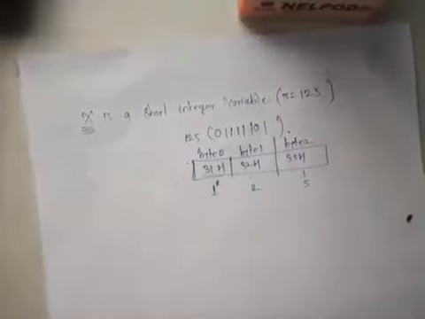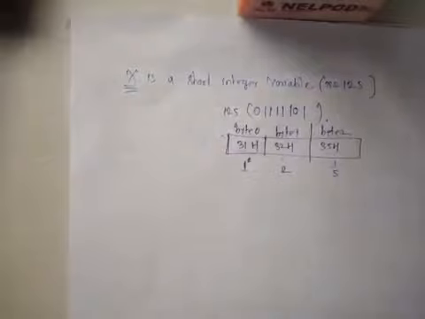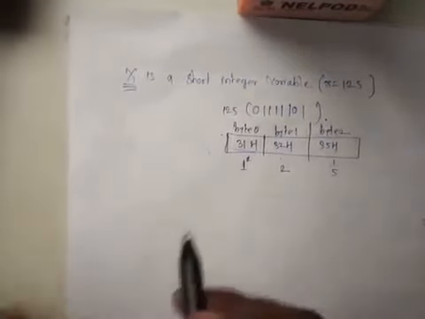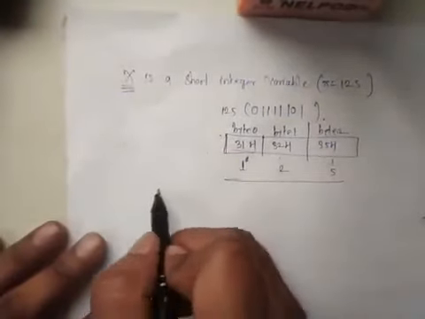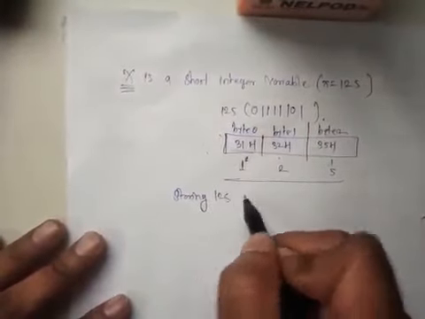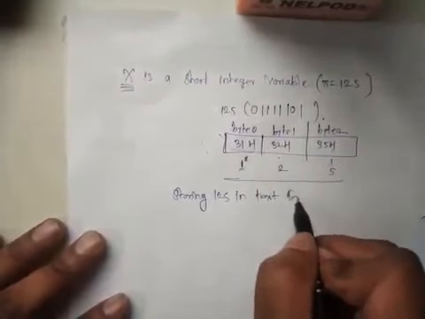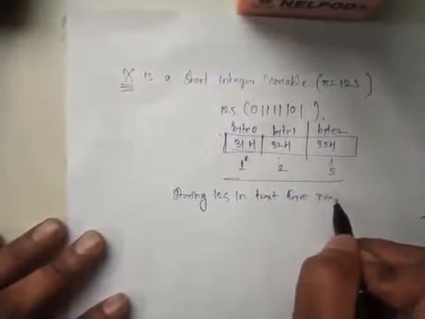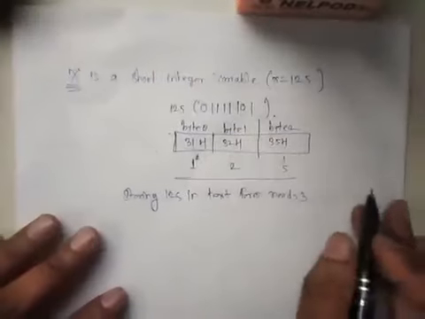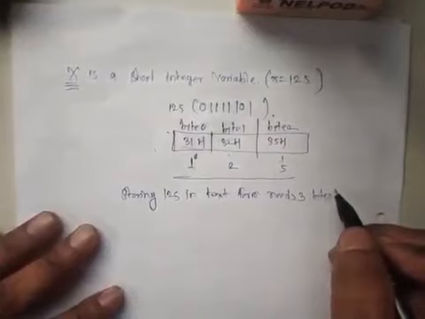So storing 125 in text form needs 3 bytes. Basically it needs 3 bytes.